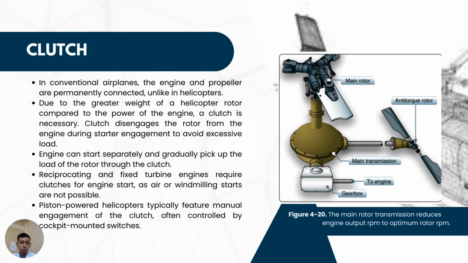For the clutch, in conventional airplanes, the engine and propeller are permanently connected, unlike in helicopters. Due to the greater weight of a helicopter rotor compared to the power of the engine, a clutch is necessary. The clutch disengages the rotor from the engine during starter engagement to avoid excessive load. The engine can start separately and gradually pick up the load of the rotor through the clutch.